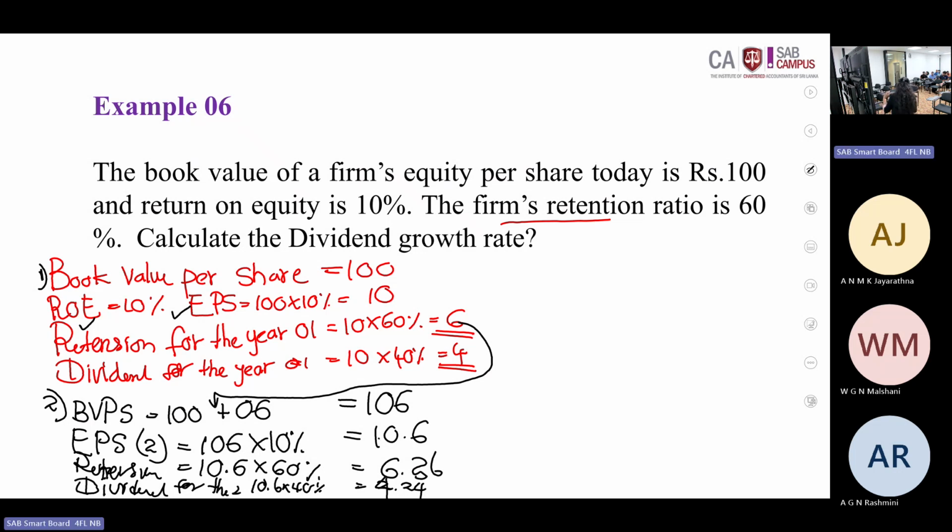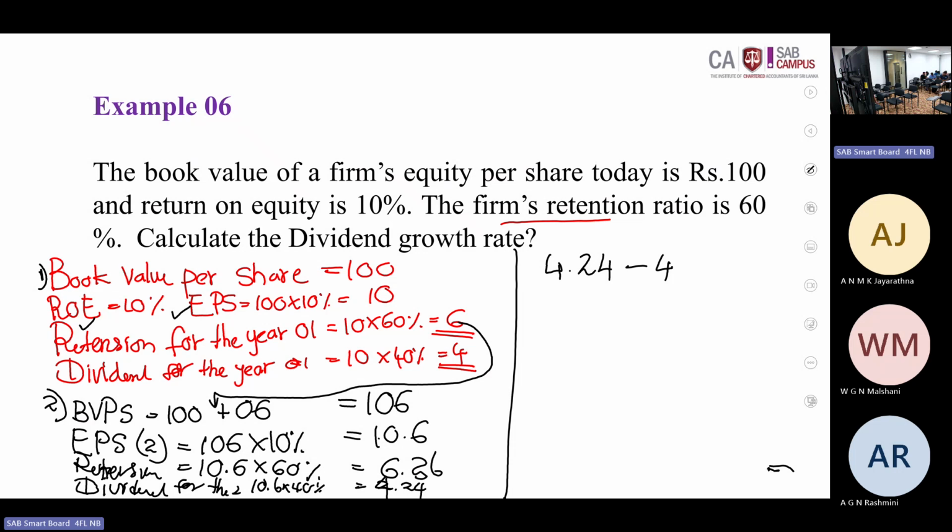Altogether, it should be 10.6. Now look at here. Last year dividend, right? This year dividend, 4.24. Right? This year dividend, 2.42. Last year dividend, very good. I want to convert this one into percentage. It has been grown now.